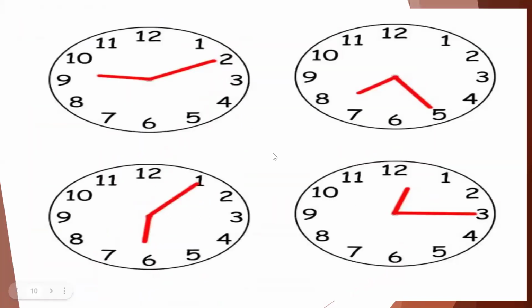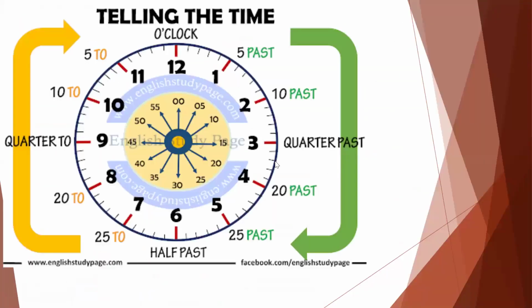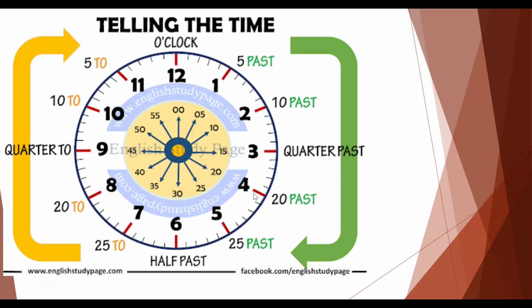So let's see the next thing. Here we have also the time, okay? When we talk about time, we need to establish the minutes, okay? So here, for example, when we have the time en punto, when we say en punto, it is o'clock. For example, we can say 1 o'clock, 2 o'clock, 3 o'clock, 4 o'clock, en punto, okay?